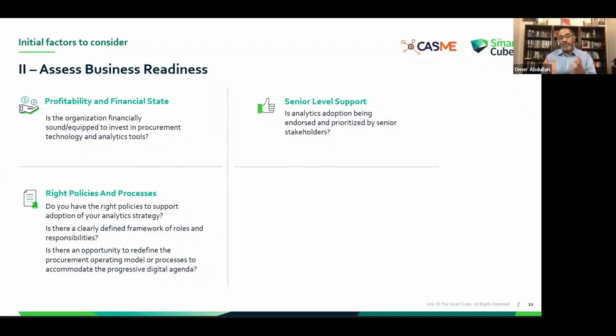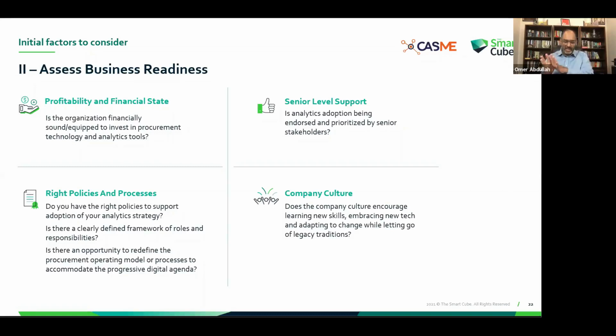That is actually pretty cool. It's about embedding analytics into your organization so that you're monitoring and getting a sense of what's going on in the organization, and you can respond to it immediately. Last point I'll talk about here is company culture. Critical aspect, not always well considered, but does your company culture encourage learning new skills, embracing new tech, adapting to change, while letting go of legacy traditions?